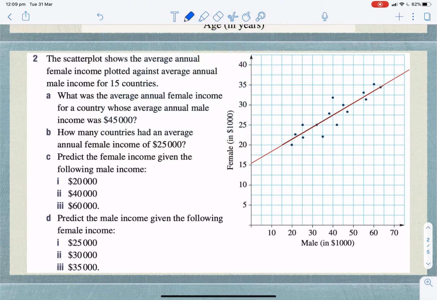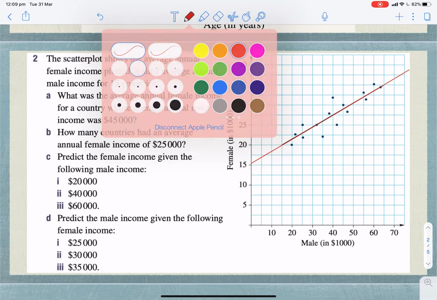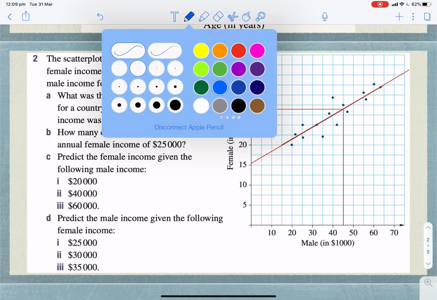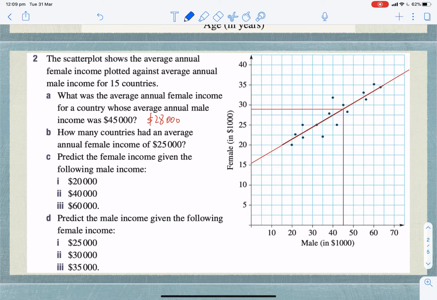Okay, now let's answer those questions. What was the average annual female income for a country whose average male income is 45? So let's do 45 here. Let's go up and hit the line, and then go from the line across to here. It looks like about, close to 28. Let's do 28. So it looks like female is 28,000.